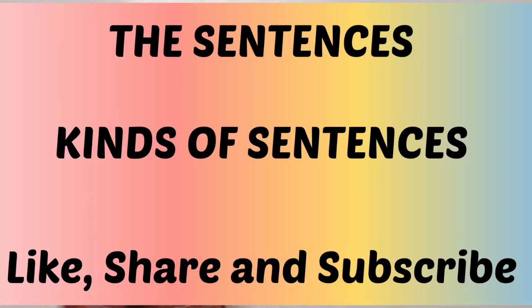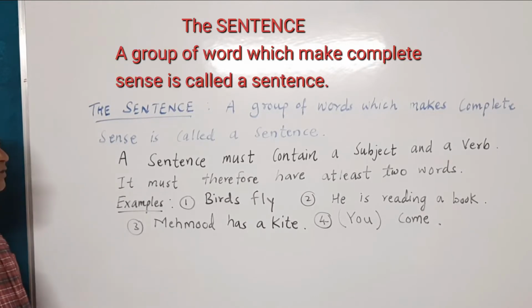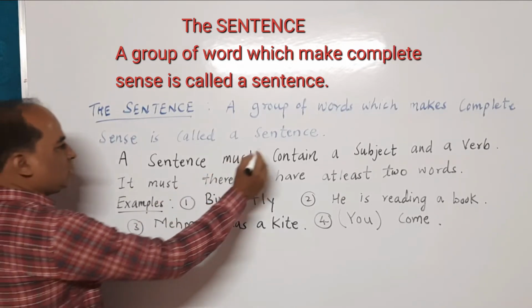In this video, we will learn what is the sentence and what are the kinds of sentences in English grammar. First, we'll see what is the sentence. A group of words which makes complete sense, which has a complete meaning, is called a sentence.